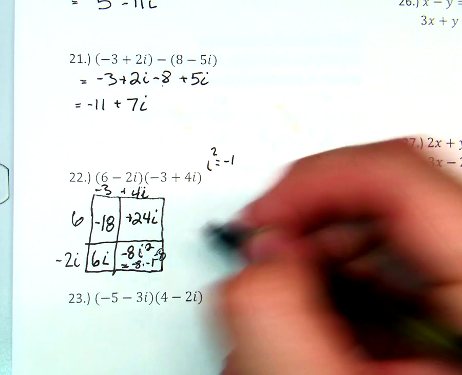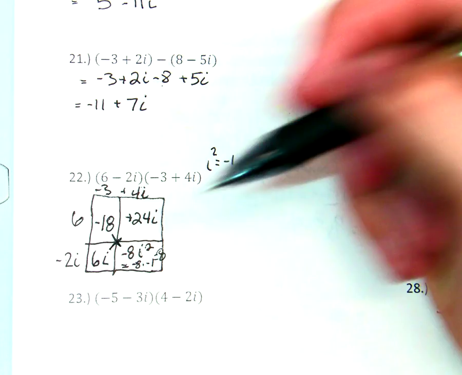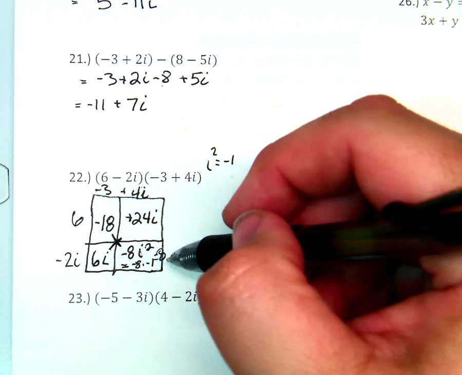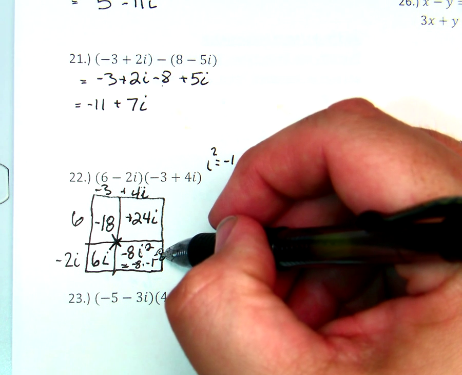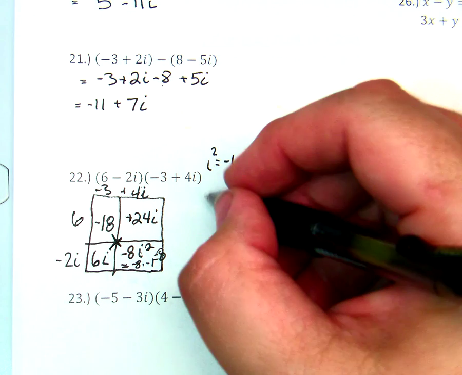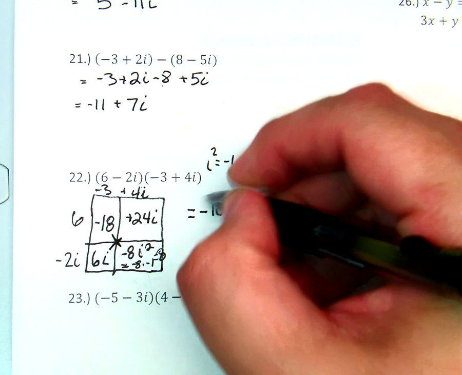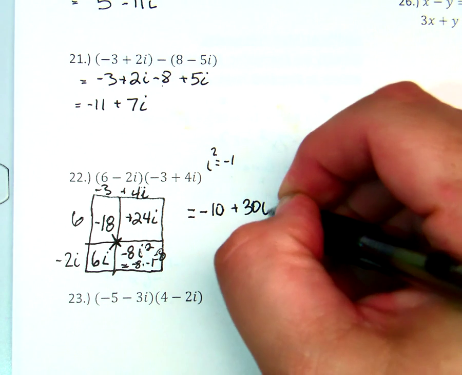So we can add the diagonals again. Negative 18 plus 8 is, so this is equal to negative 10. 6 plus 24, that's plus 30i.